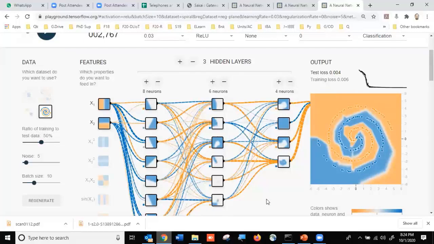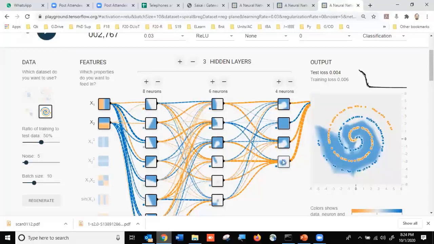Okay, so this is a great playground. You can try different sets. I think there's a way to even actually look at the code. But let's stop over here as far as the neural playground is concerned.